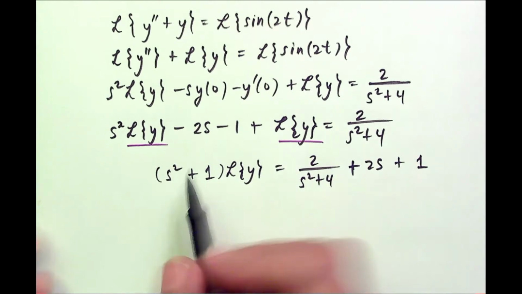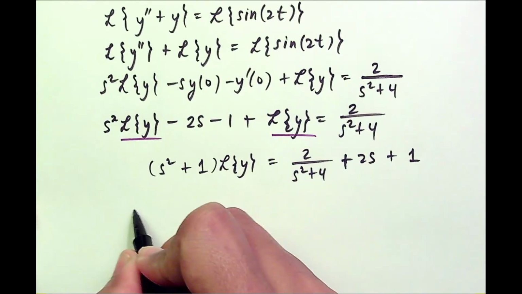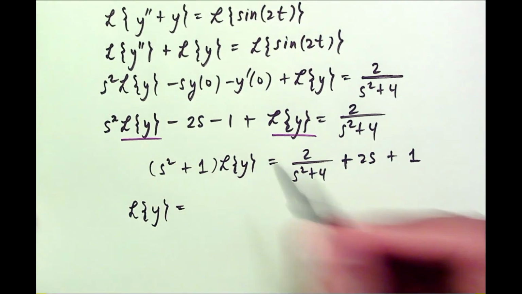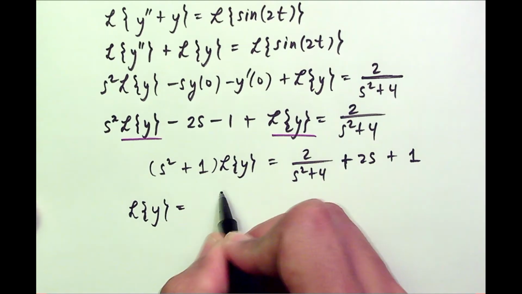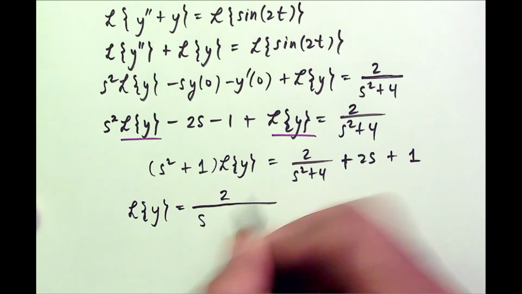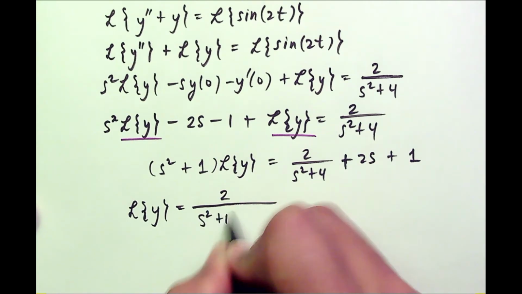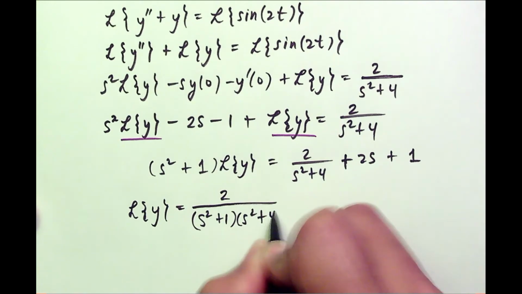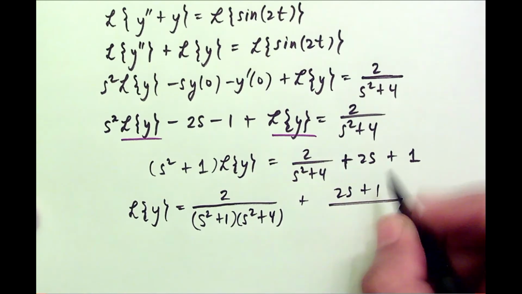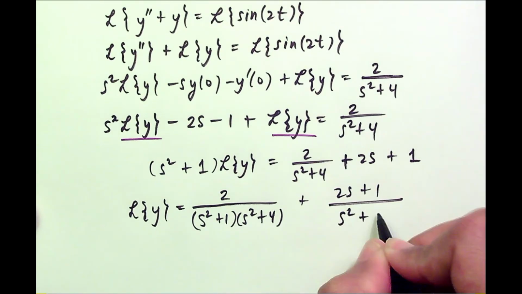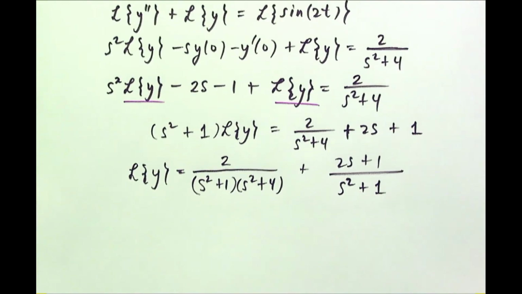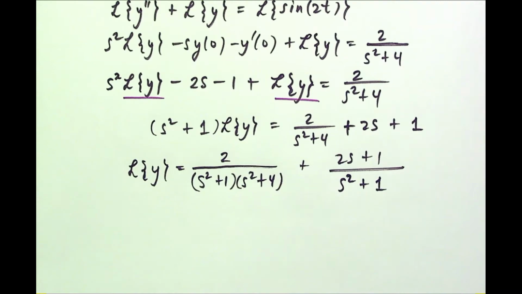Okay, now we divide by this and we get the Laplace transform of y. So dividing by s squared plus 1, we're going to get 2 over, so that's going to go on bottom with s squared plus 4. So s squared plus 1, s squared plus 4, plus, and then this gets divided by s squared plus 1. Okay.